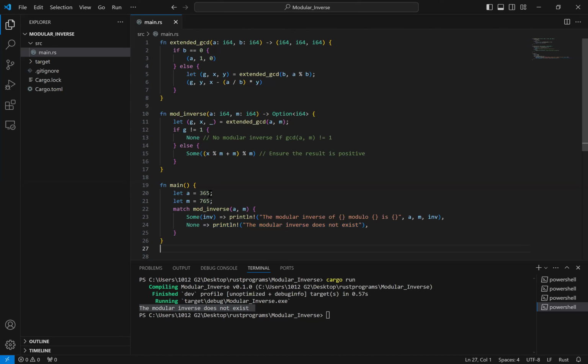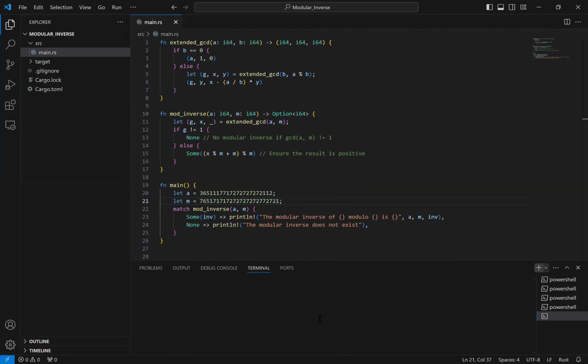Let's try to increase these numbers. We know that when we increase them, if it refuses to work, I don't know whether the numbers we increased to are relatively prime, but it will tell us whether they are or not. I was just typing.